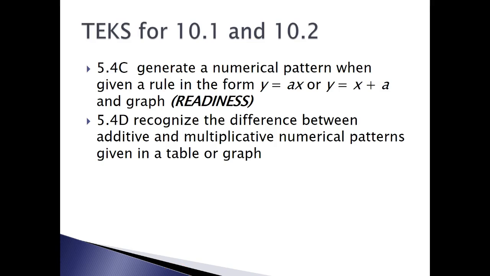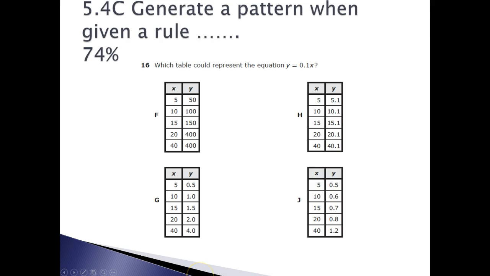5.4c, as we get started with Module 10.1 and 10.2, talks about generating a numerical pattern when given a rule in the form y equals ax or y equals x plus a. Notice we're not going to do the last portion of "and graph" because they don't know that part yet. So we're going to first start with that. And you'll see on the STAR test, they were given an item where they had to generate the pattern when they're given the rule.